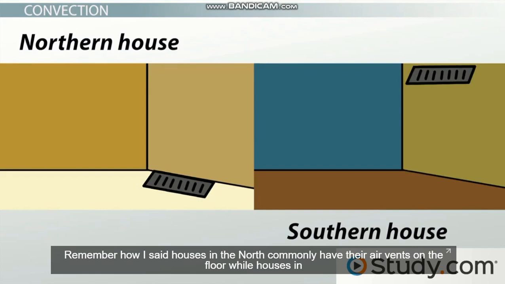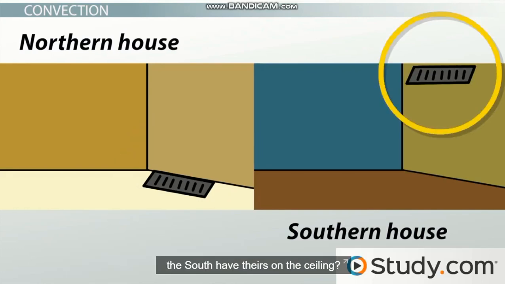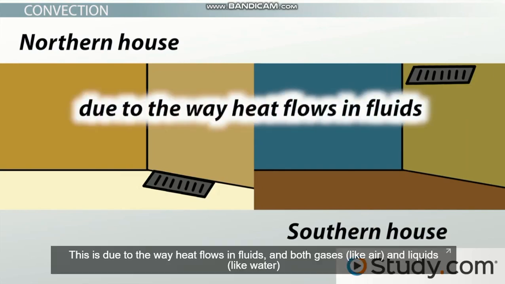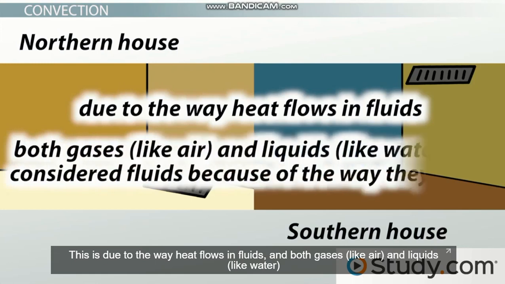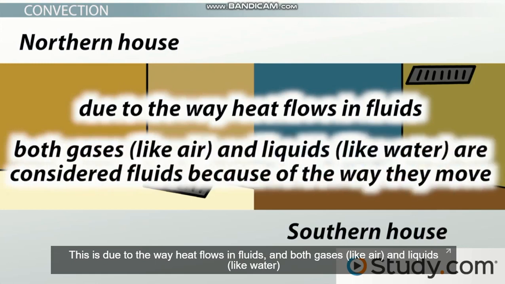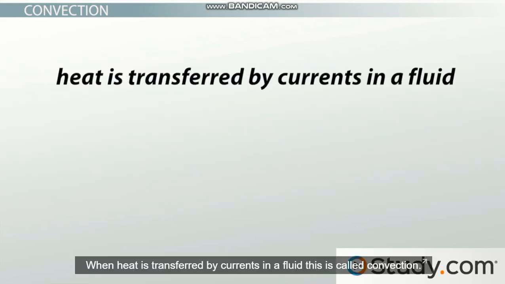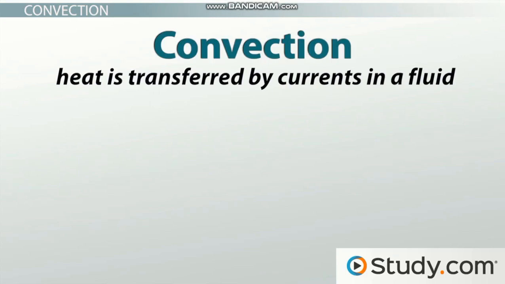Remember how I said houses in the north commonly have their air vents on the floor, while houses in the south have theirs on the ceiling? This is due to the way heat flows in fluids, and both gases, like air, and liquids, like water, are considered fluids because of the way they move. When heat is transferred by currents in a fluid, this is called convection.